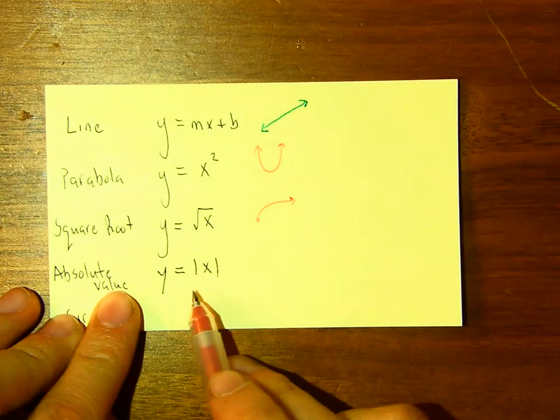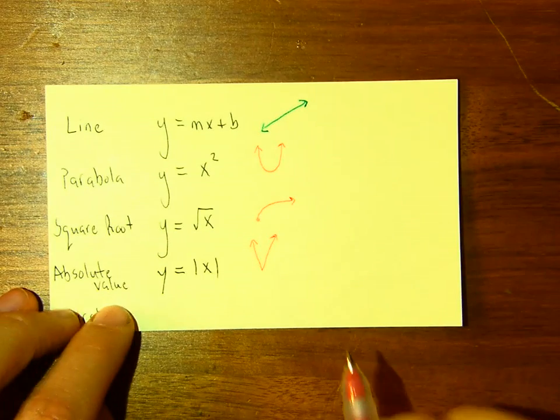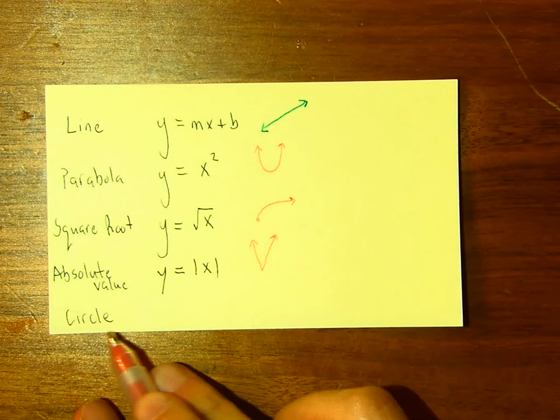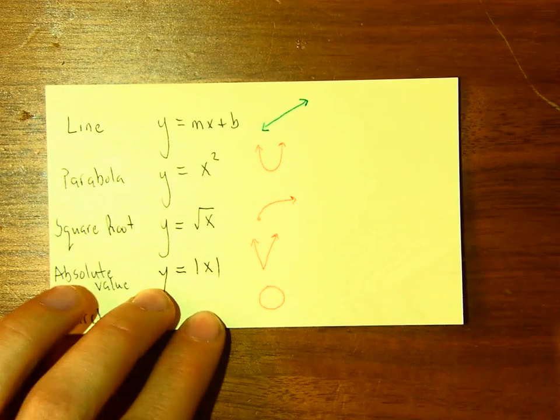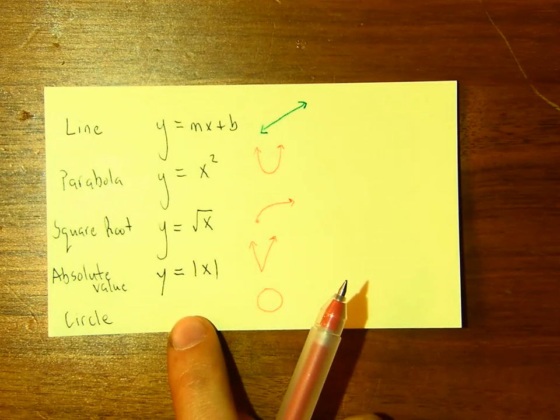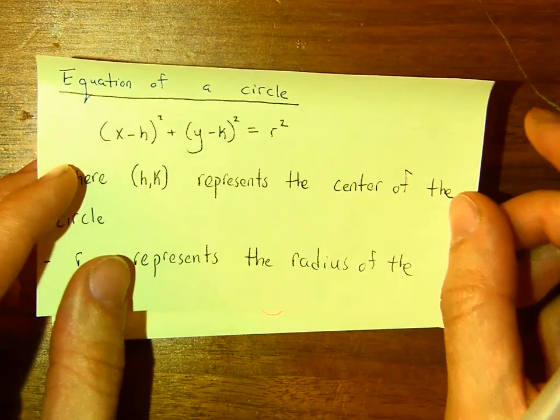What about the absolute value of x? It looks like this. It looks like some v. What about the equation for a circle? We know a circle looks like this, but what does the equation of it look like? And it is this over here.